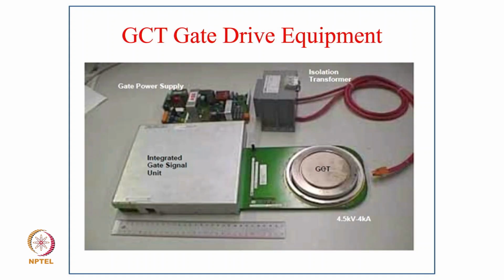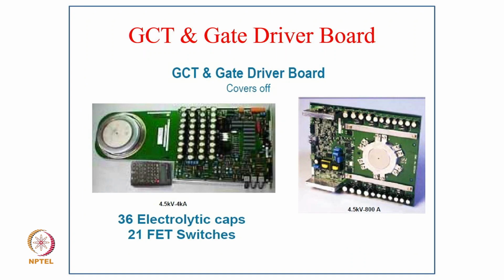Now let's look into the typical GCT gate drive circuit. We already talked about how the GCT requires a large gate pulse for turning off. So here is some of how typically large energy is required for the GCT, with the driver circuit board having large energy storage, and that's the reason for 36 electrolytic capacitors. The 21 MOSFETs are used here typically for this GCT of 4.5 kV and 4 kiloamperes.